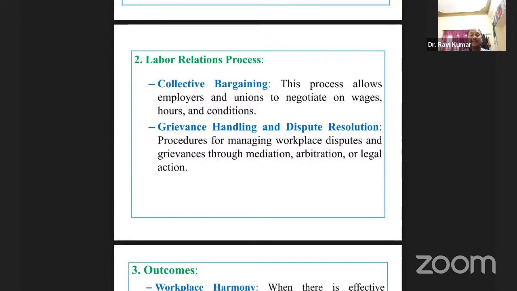And the grievance handling and dispute resolution. Here, the procedures of managing workplace disputes and grievances through mediation, arbitration, or legal action. If anything comes up, arbitration or mediation is going to be there, because they used to be involved in these matters to solve the problems. If not, they used to go for legal action. That is the final stage.